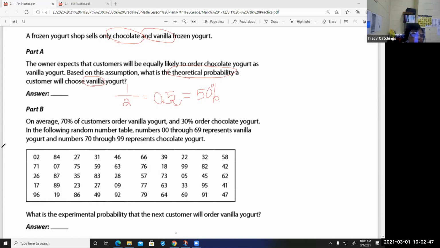All right, part B says on average, 70% of customers order vanilla yogurt and 30% order chocolate yogurt. In the following random number table, numbers 00 through 69 represent vanilla yogurt and numbers 70 through 99 represent chocolate yogurt. It asks, what is the experimental probability that the next customer will order vanilla? What do they tell us represents vanilla in this table? 00 through 69. So we need to count every time we see 00 through 69.